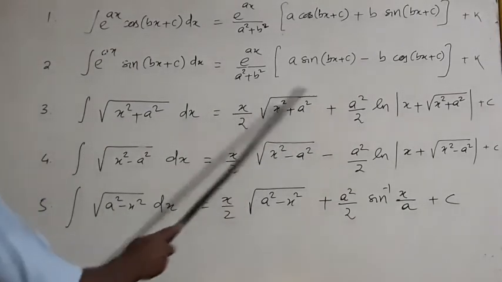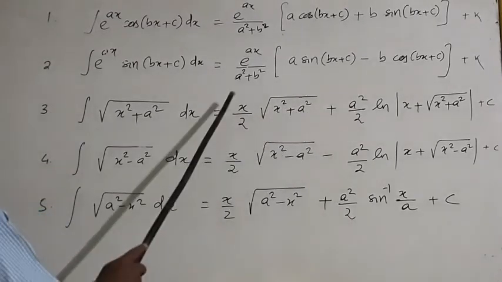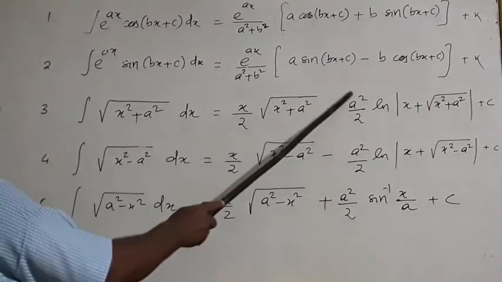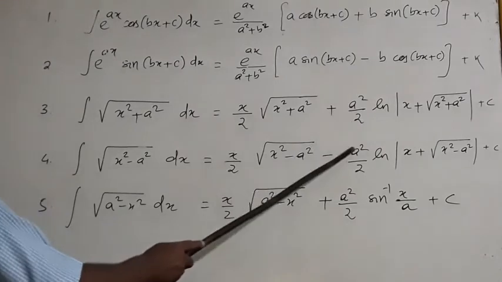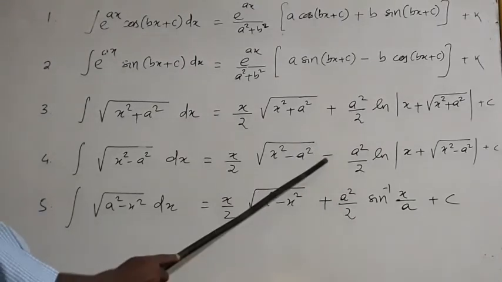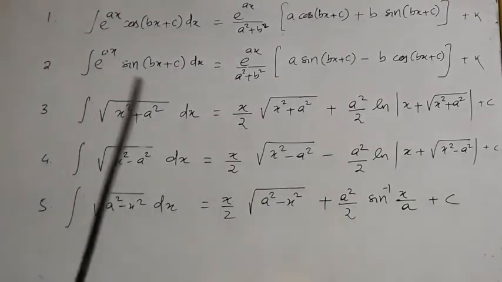First the variable comes, then the constant comes. So x by 2 into this, then a square by 2, a square by 2, a square by 2. I will tell the sign after some time.